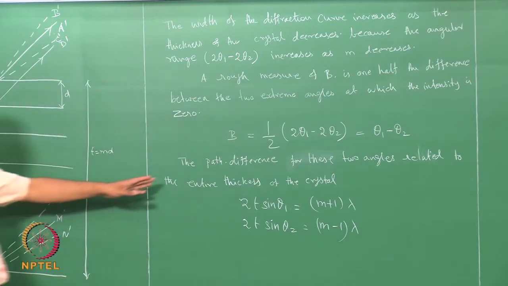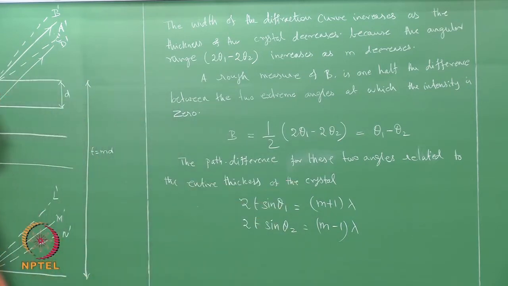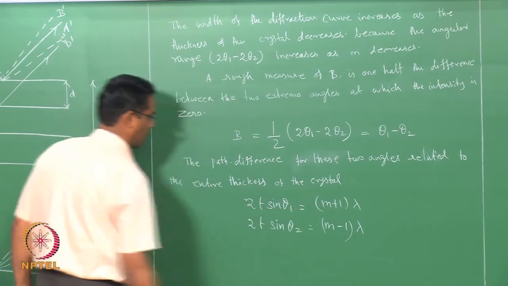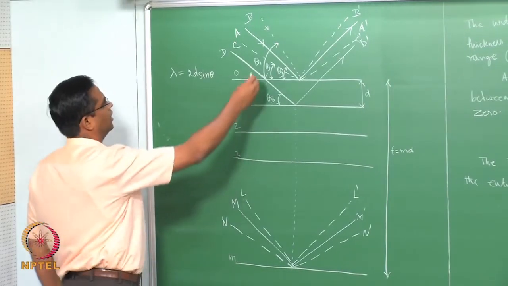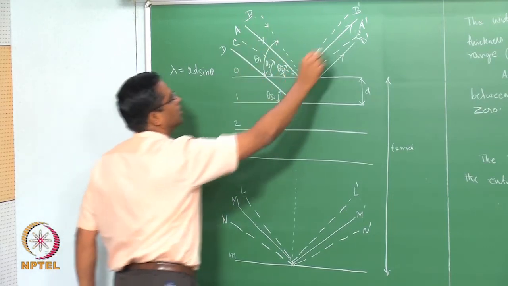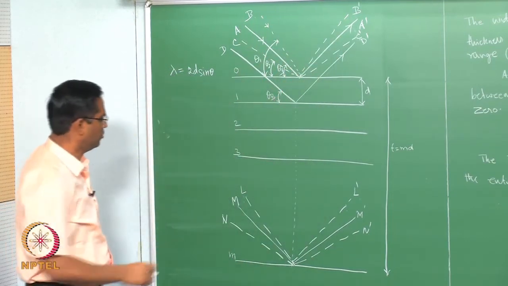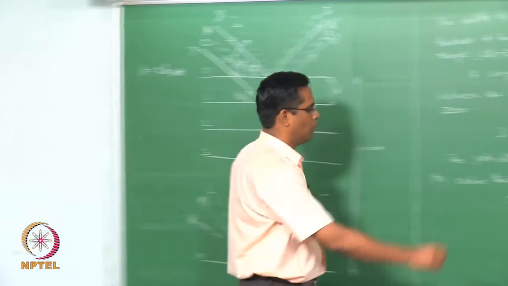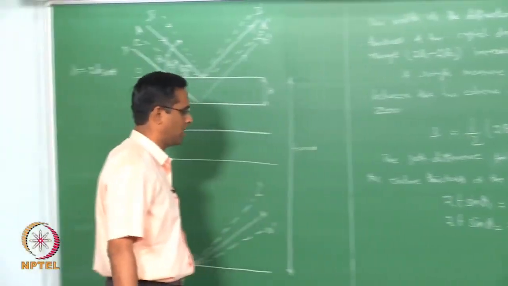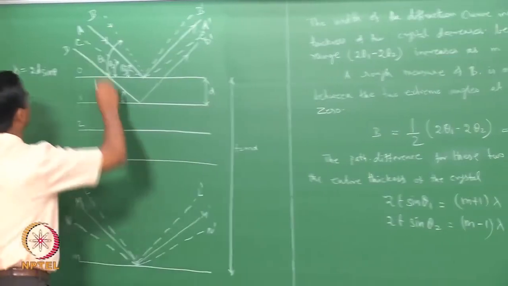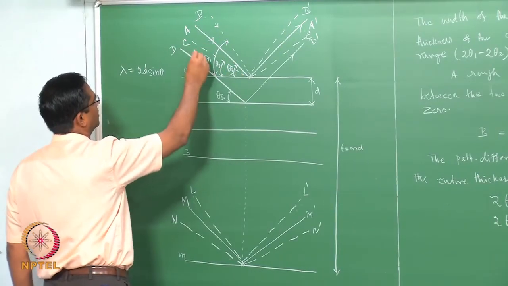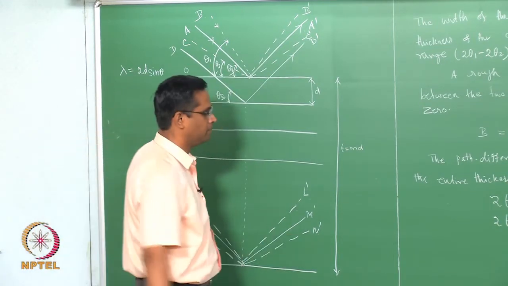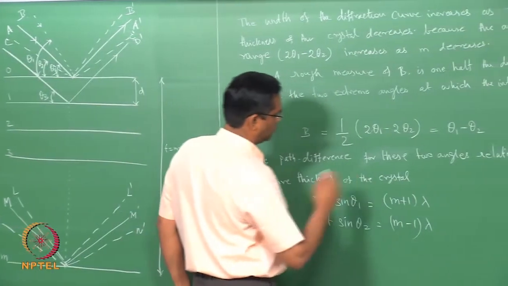The path difference for the two limiting angles, related to the entire thickness of the crystal, is 2t sin theta 1 equal to (m plus 1) lambda. That means we are talking about this ray B prime with respect to L prime. They will differ in their path by (m plus 1) lambda. The second ray, at an angle less than theta b, C prime, will have a path difference with respect to N prime: 2t sin theta 2 is equal to (m minus 1) lambda.